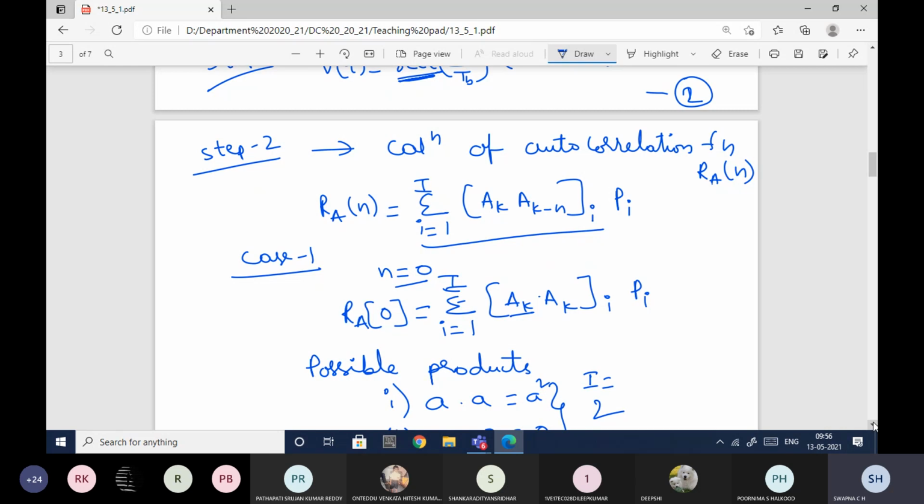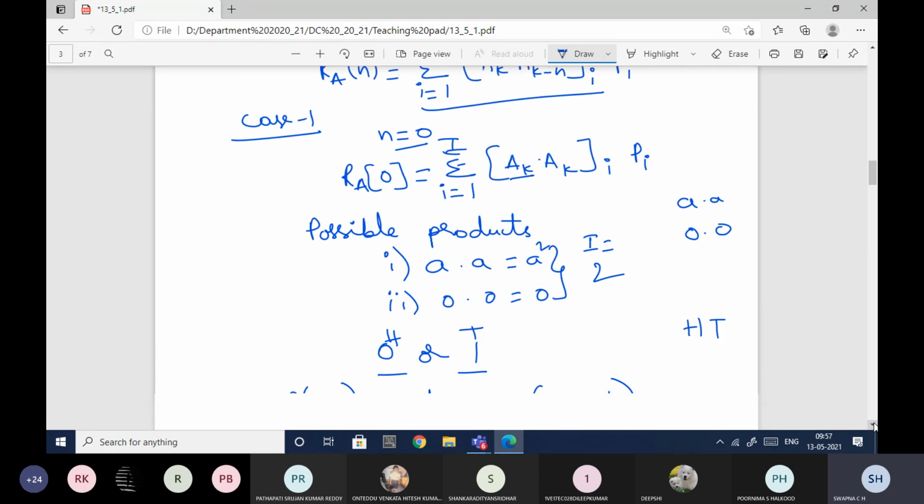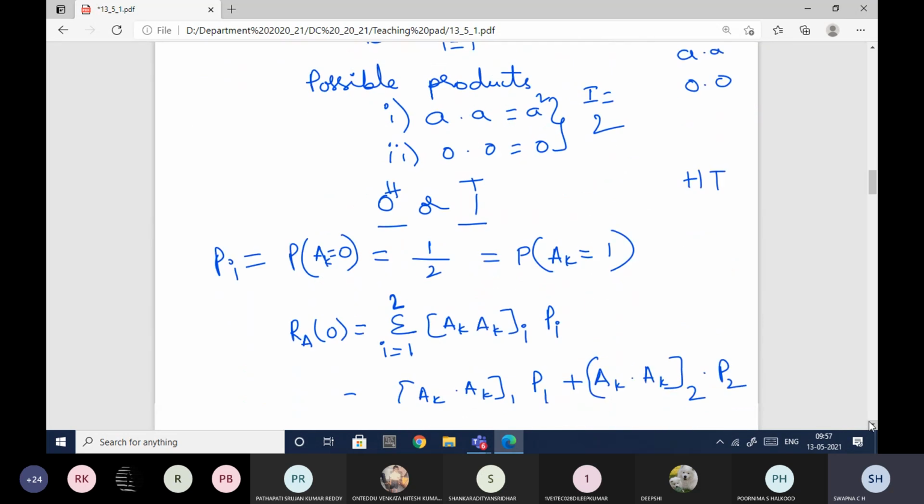Since I have the product as ak times ak, the possible products that I'll get are, see, ak can be either A or 0. If ak is A, the next ak will also be A. If ak is 0, the next ak will also be equal to 0. So two combinations only I'll get here. The product A into A is nothing but A square, 0 into 0 is nothing but 0. So the number of products that I'll be getting here is 2.